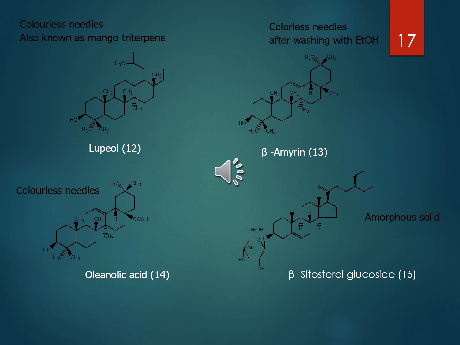The next molecule is beta-sitosterol glucoside. Beta-sitosterol glucoside is isolated as an amorphous solid from this plant, and this is a steroidal molecule in which a glucose moiety is attached at the 1 to 3 positions of the carbon atoms of the steroidal molecule.